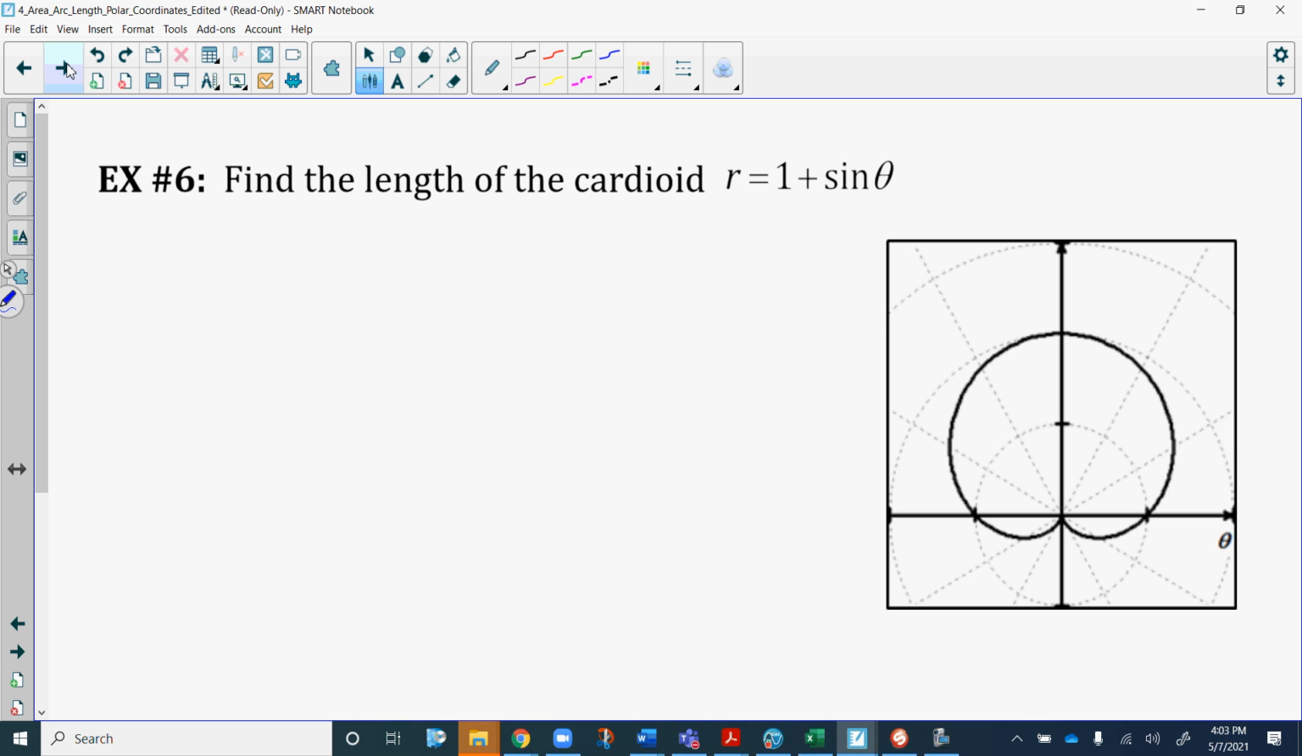So let's take a look at this guy here, and we have this cardioid that we're going to be looking at, and this is about as simple of a cardioid as you can make.